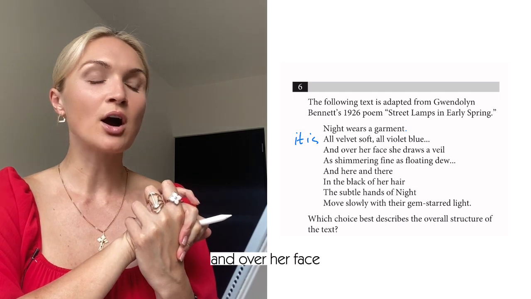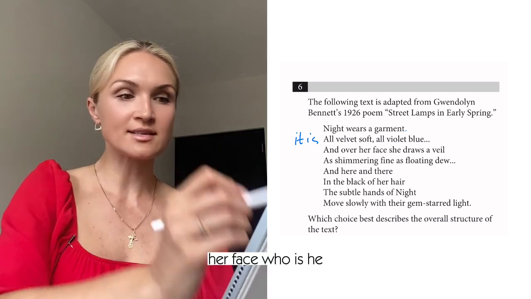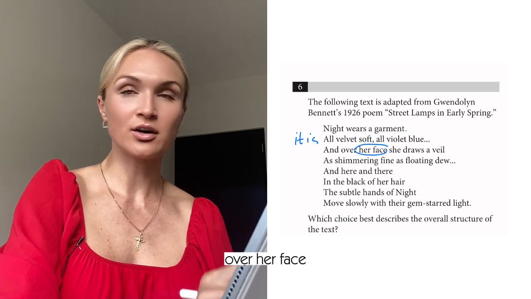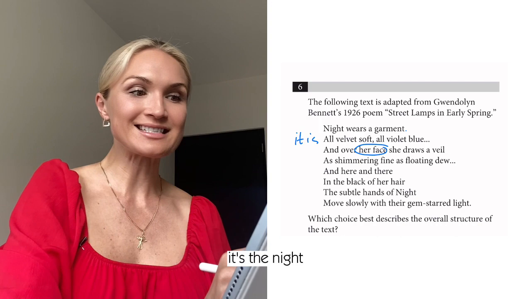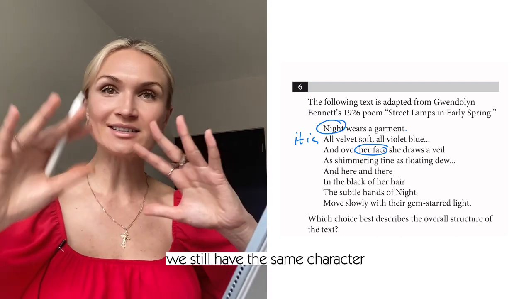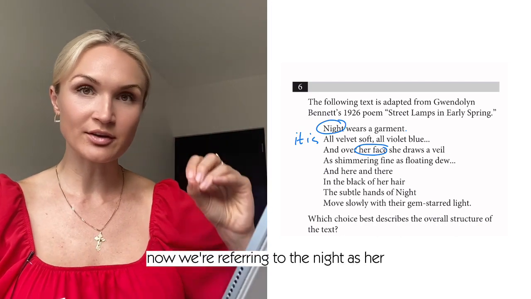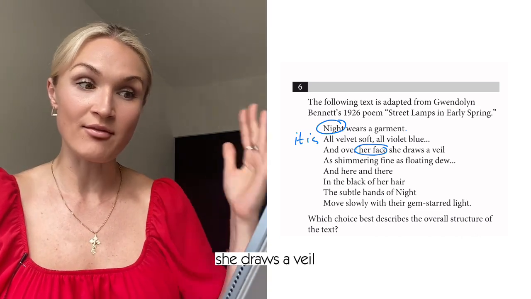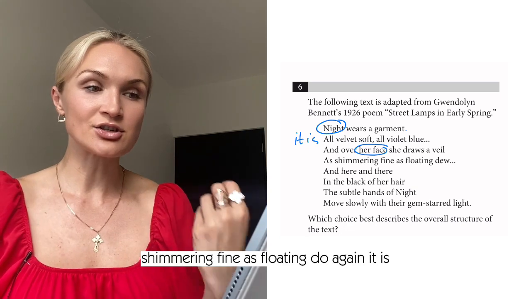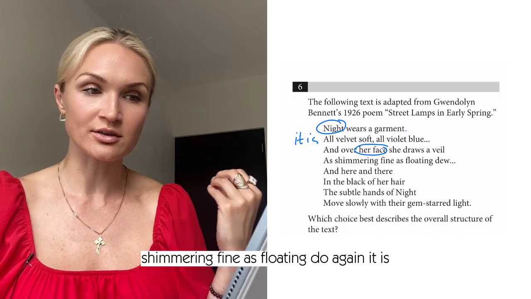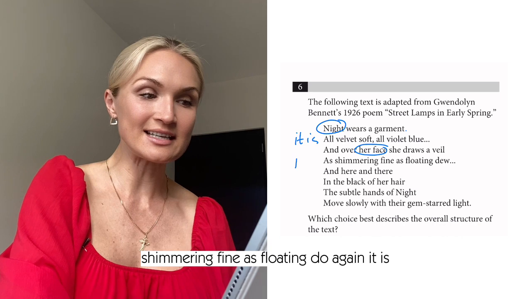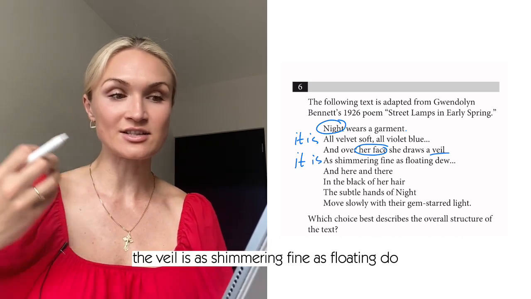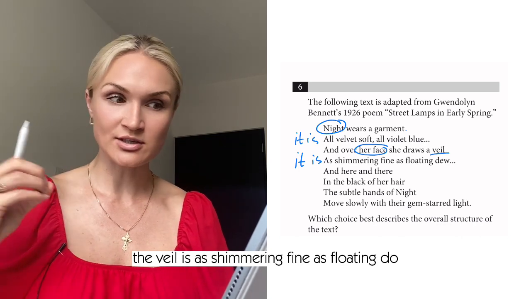And over her face, who is she here? It's the night. We still have the same character. Now we're referring to the night as her. Over her face, she draws a veil as shimmering fine as floating dew. Again, the veil is as shimmering fine as floating dew.